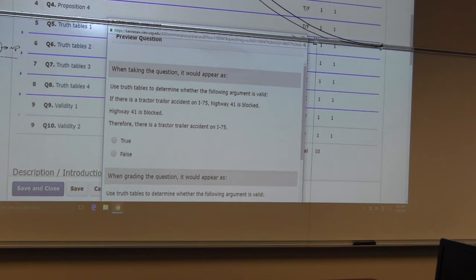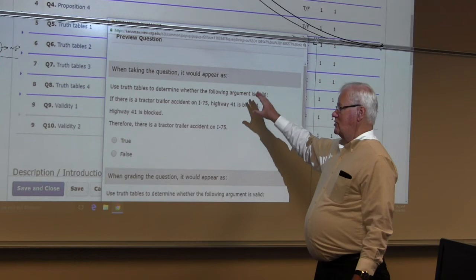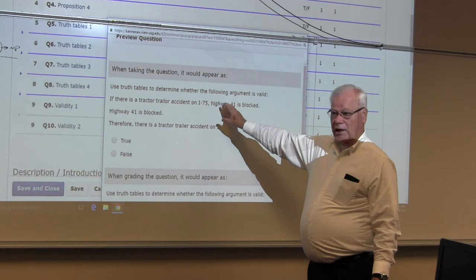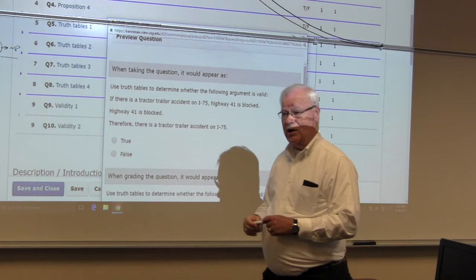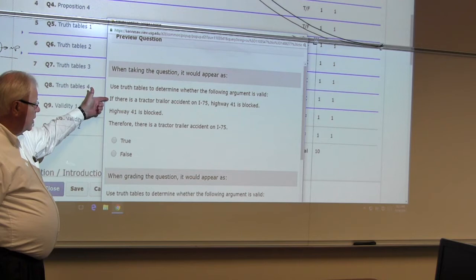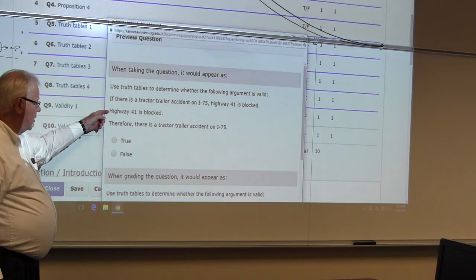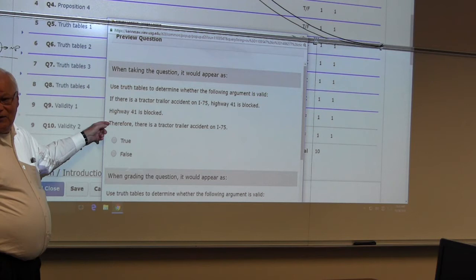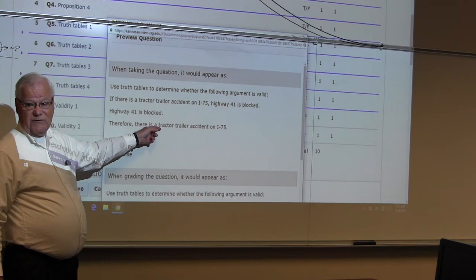So, in an argument, validity says you assume that the given statements are true, and you then show whether or not the conclusion follows. Or sometimes you've got to figure out which are the givens and which is the conclusion. So, if there's a tractor-trailer accident on I-75, Highway 41 is blocked. Highway 41 is blocked. Therefore, now therefore is the giveaway, because what follows the therefore is the conclusion. Therefore, there is a tractor-trailer accident on I-75.